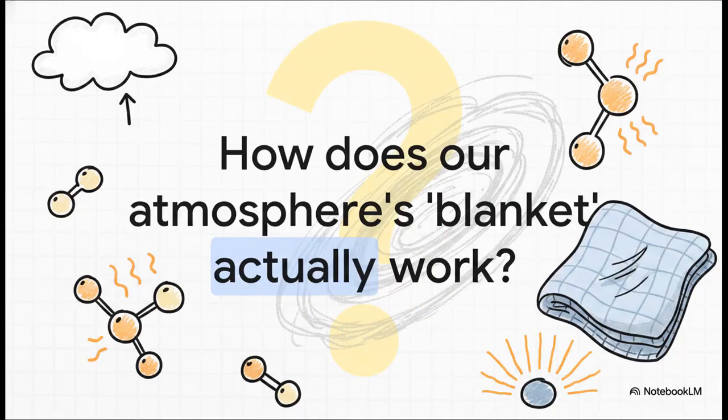Right. So we've all heard the blanket analogy for the atmosphere. It makes sense, but it's obviously not woven from wool or cotton. So how does this invisible shield actually trap heat? What is the secret ingredient woven into its molecular fabric? That's what we're here to figure out.